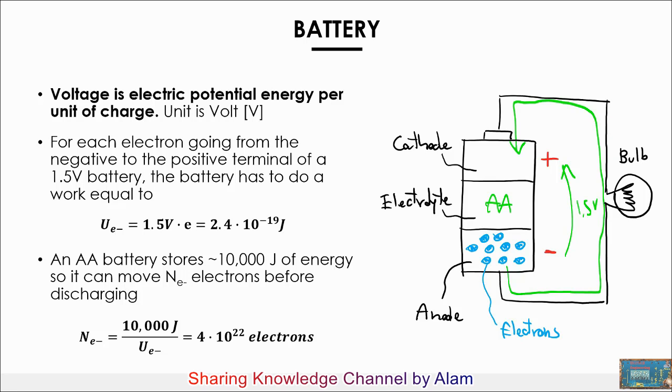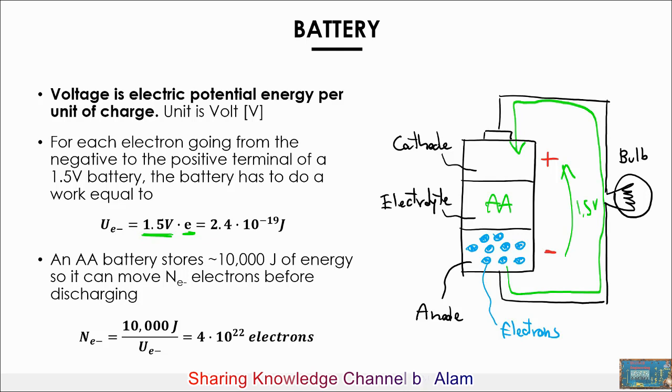And the work that the battery will have to do is equal to what is calculated by this equation, which is 1.5 volt multiplied by the charge of the electron. Because the energy per unit of charge is 1.5, if you multiply by the charge of one electron, you get the energy that is spent on that electron to make it go from the anode to the cathode. The final value is quite small, 2.4 multiplied by 10 to the minus 19 joule.